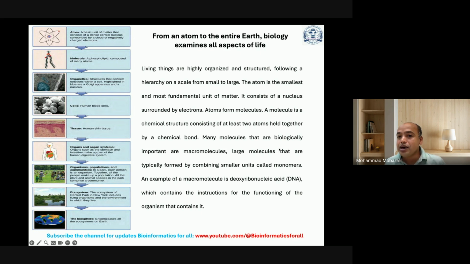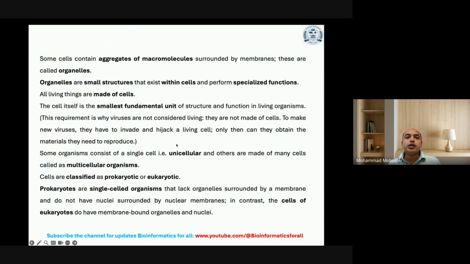Many molecules that are biologically important are macromolecules, large molecules that are typically formed by combining smaller units called monomers. And DNA is one of the examples. Now, we are coming to some other definitions. Some cells contain aggregates of macromolecules surrounded by membranes, and these are called organelles. Organelles are small structures that exist within cells and perform specialized functions.